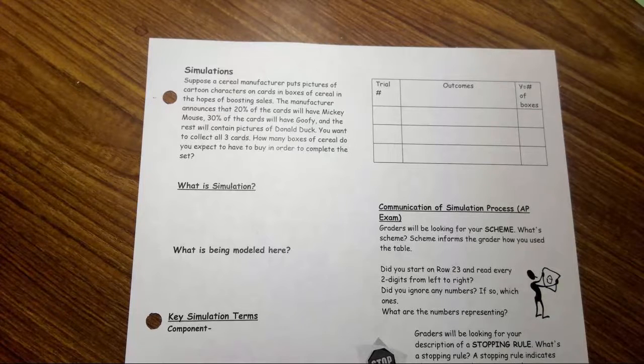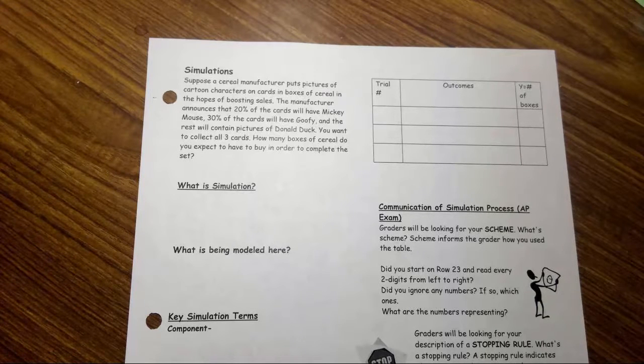So, let's look at this. It says, suppose a cereal manufacturer puts pictures of cartoon characters on cards and boxes of cereal in the hopes of boosting sales. The manufacturer announces that 20% of the cards will have Mickey Mouse, 30% of the cards will have Goofy, and the rest will contain pictures of Donald Duck. You want to collect all 3 cards. How many boxes of cereal do you expect to have to buy in order to complete the set? So, we're trying to collect these cards, right? They have cartoon characters on them. Everybody got that?